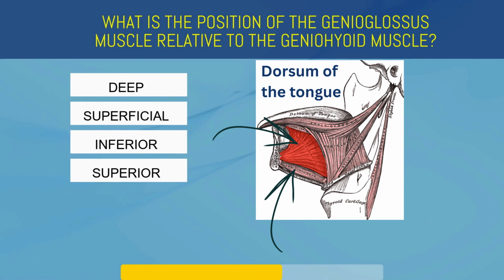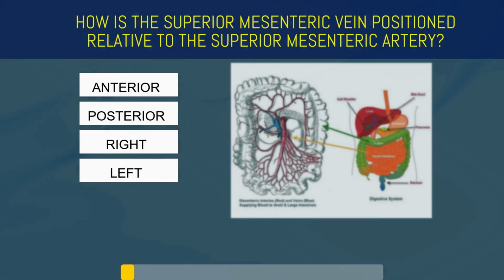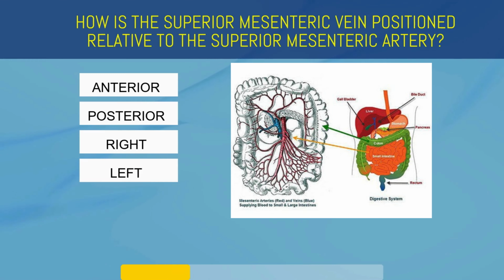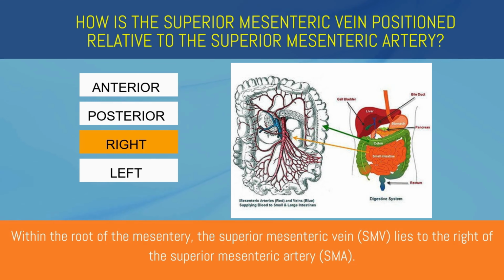Deep, superficial, inferior, or superior? Superior. The genioglossus lies superior to the geniohyoid at their origin on the mental spine of the mandible. How is the superior mesenteric vein positioned relative to the superior mesenteric artery? Anterior, posterior, right, or left? Right. Within the root of the mesentery, the superior mesenteric vein lies to the right of the superior mesenteric artery.